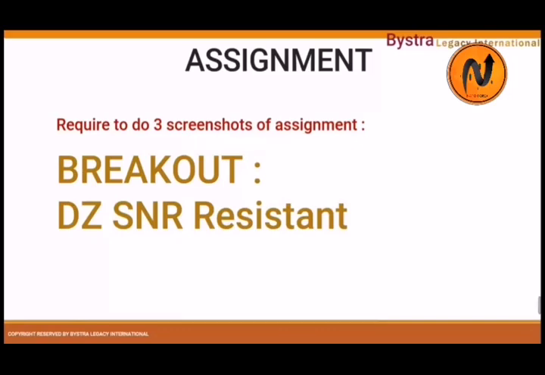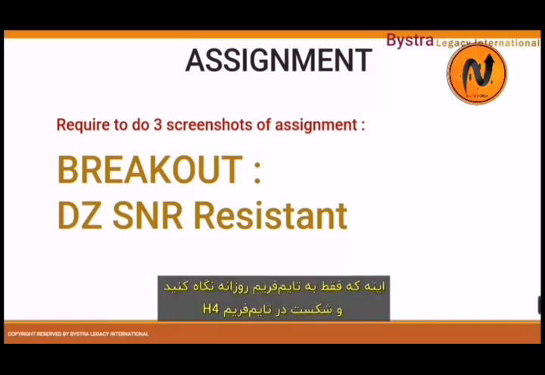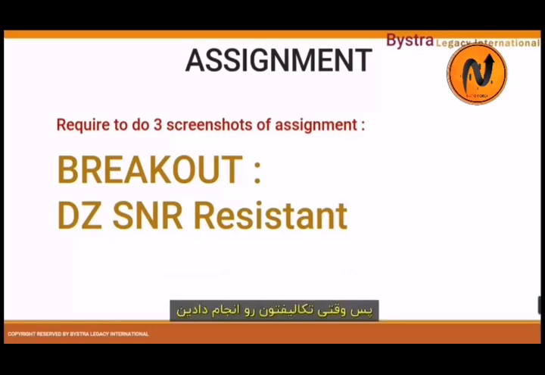Like I said, the simplest assignment you need to do is just look at the daily time frame breakout at the H4 time frame. Once you are done with your assignment, save it in a folder. At the end of the course, you can submit it later on.